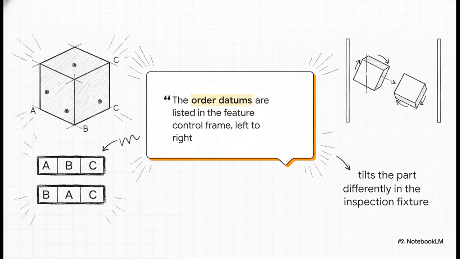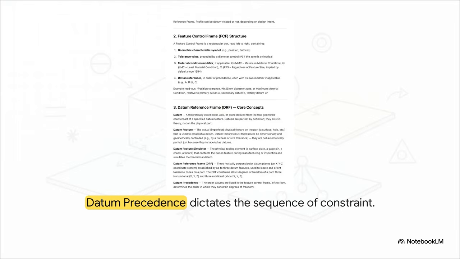No way around it. And this brilliantly illustrates the rules right out of our reference document. If you look at the feature control frame structure, you'll see the 4th compartment lists the datums. The order they're read, strictly left to right, is known as datum precedence. It's an absolute rigid set of instructions for the inspector on exactly the sequence to strip away those 6 degrees of freedom. Primary first, secondary next, tertiary last. It dictates exactly how the part meets the gauge.